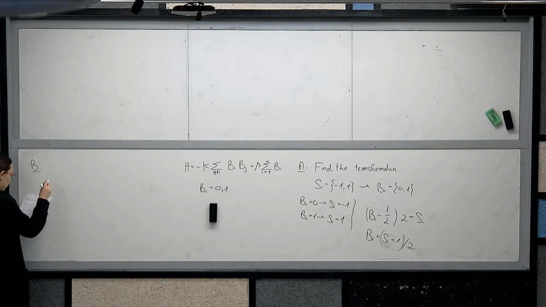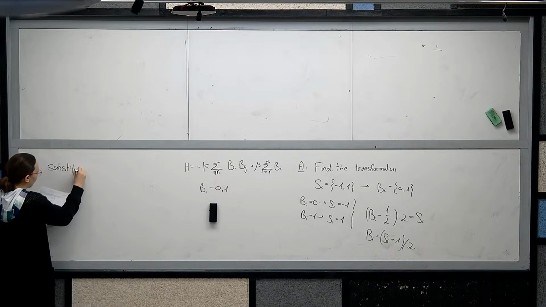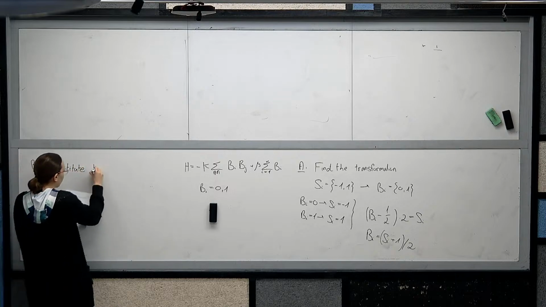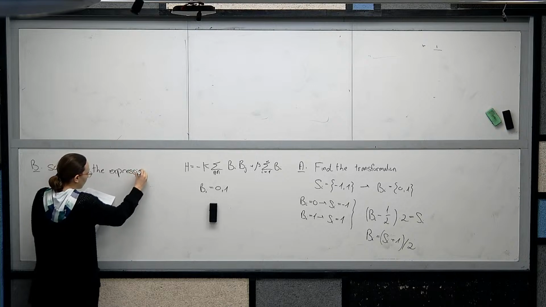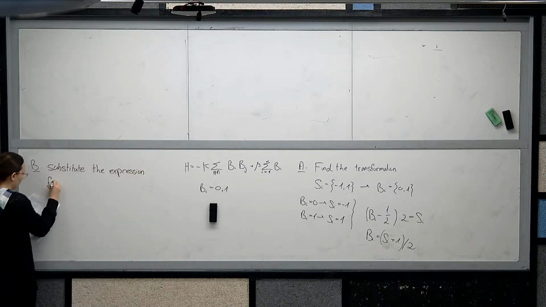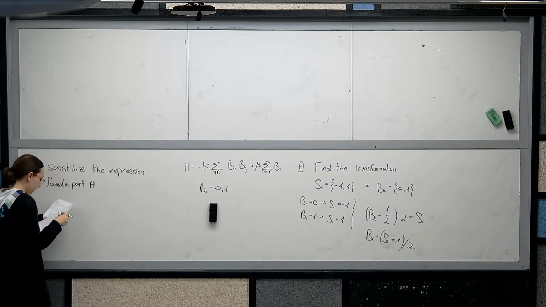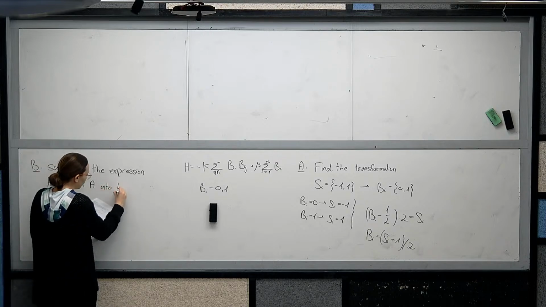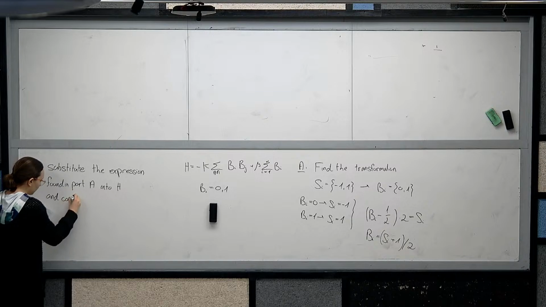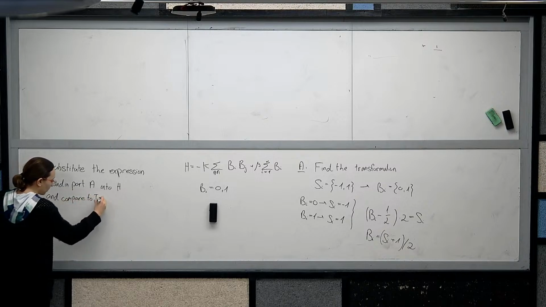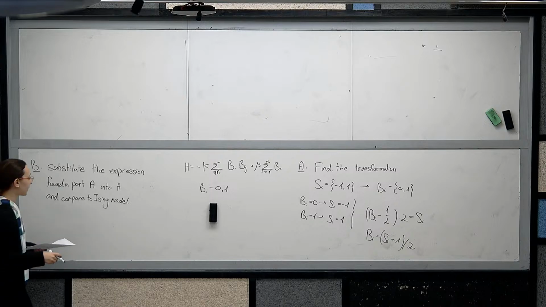Okay, so now we want to substitute the expression found in part A into the Hamiltonian and compare to the Ising model. Okay, so let's see what we will get.